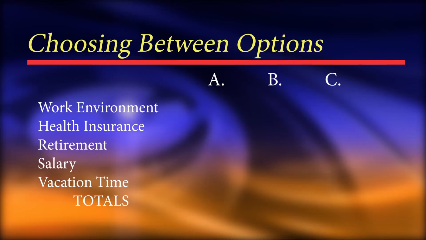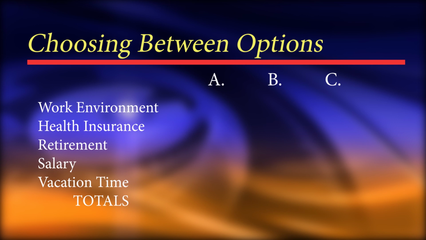On the top of the page, you're going to list your three job offers, A, B, and C. And then down the left-hand column, you're going to write down the criteria that you're going to use to value each of those three job offers. So you might have salary as one, you might have health insurance, you might have retirement, you might have vacation time, you might have work environment. And so those are the five I'm going to use. You might have more than five. You might have a number of other criteria, but I'm just keeping it short for the sake of this example.